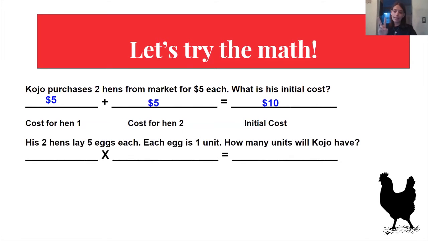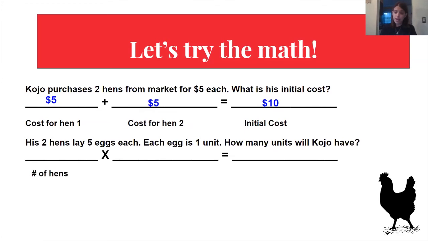His 2 hens lay 5 eggs each. So he has 2 hens that each lay 5 eggs. Each egg is 1 unit. As we talked about, your product is 1 unit. What he's doing is selling eggs, so 1 egg is 1 unit, which is 1 product for him. How many units will Kojo have? He's figuring out how many units he has to sell, because he's got 2 hens, and 5 eggs each.